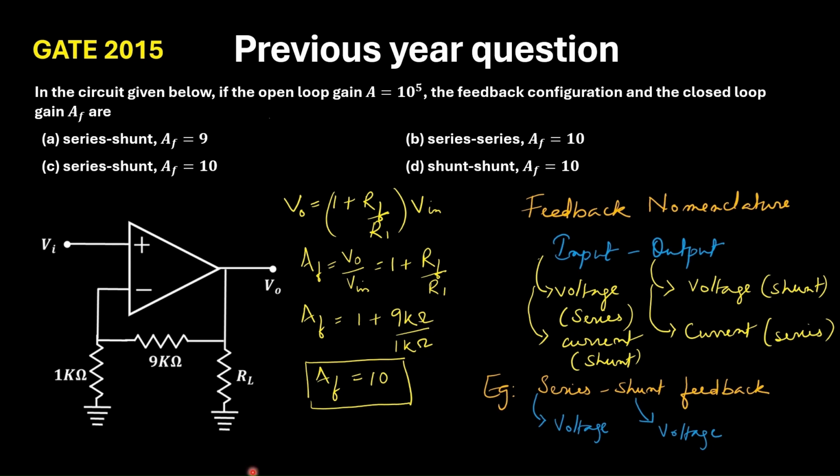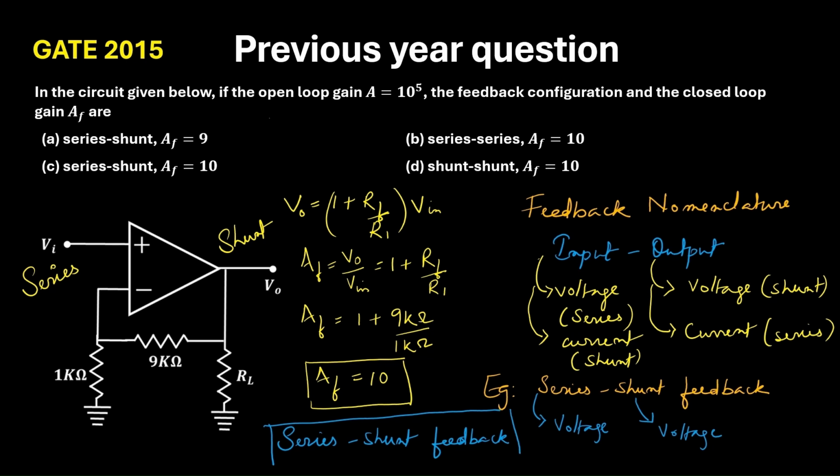Now let us come back to our circuit here. Here the input is voltage. So in the input, it will be series, and the output is also voltage. So it will be shunt. So the answer to this question is, the feedback is a series shunt feedback. So this is the type of feedback used in the circuit.